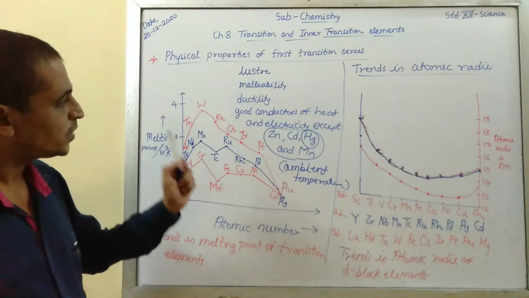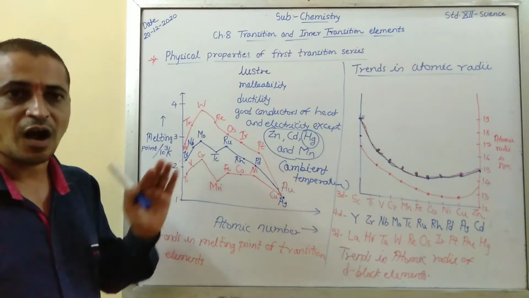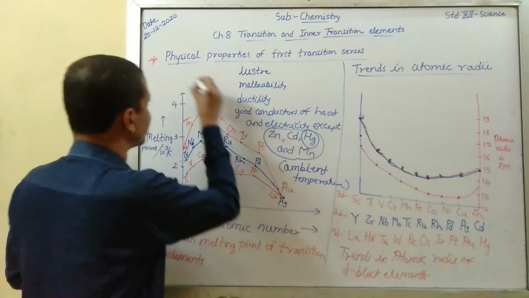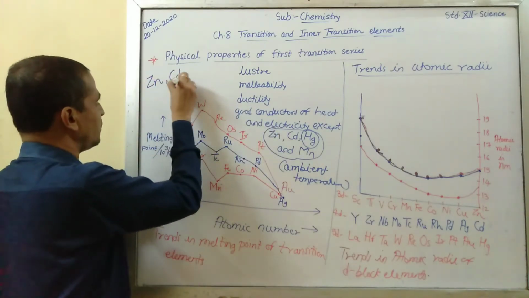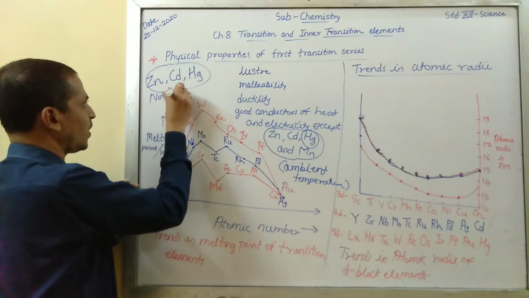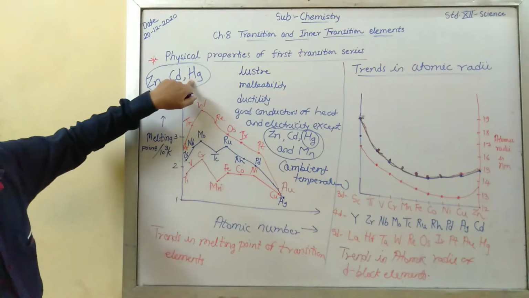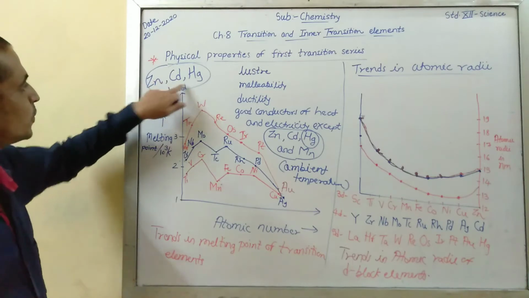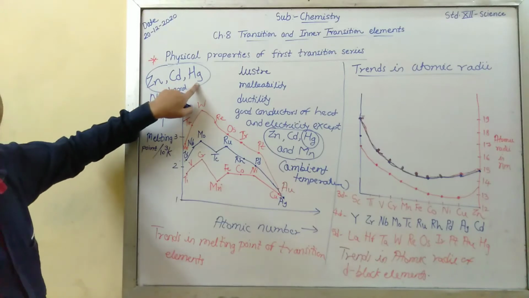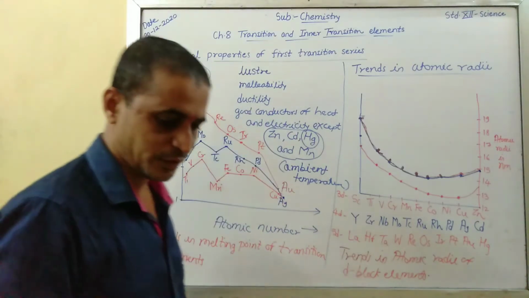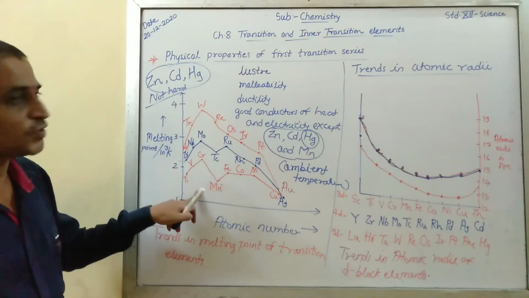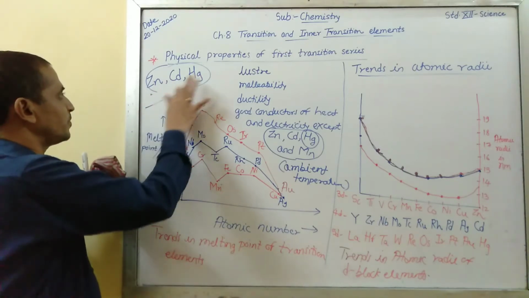All the elements belonging to the transition series are hard and have low volatility. Exceptions are zinc, cadmium and mercury. They are not hard. Mercury is in the liquid state, and zinc is soft. They are not hard and they don't have low volatility. I hope you understood this first point. Now come to the next point: they show high melting point and boiling point.